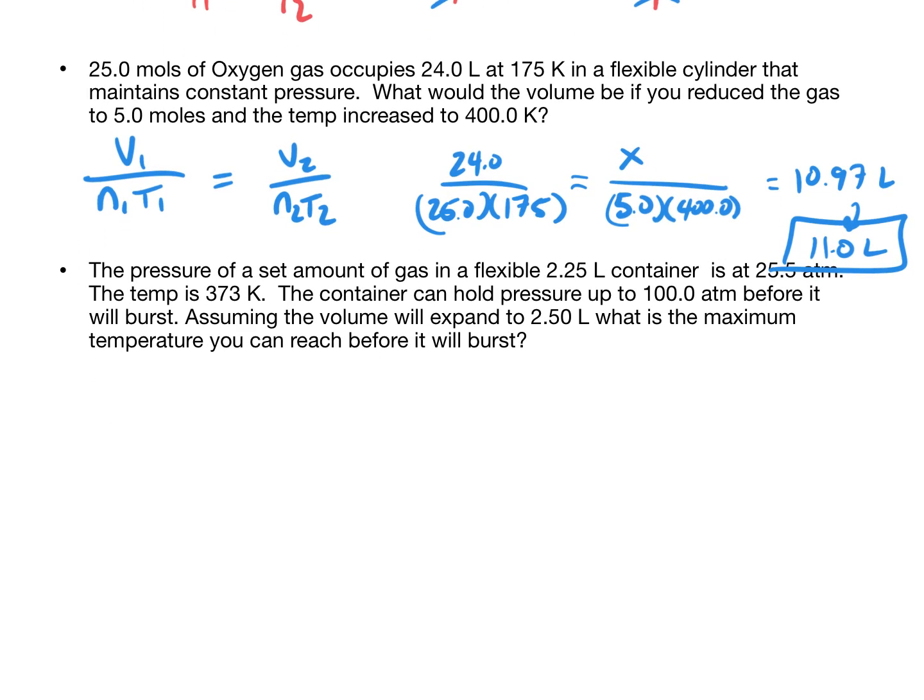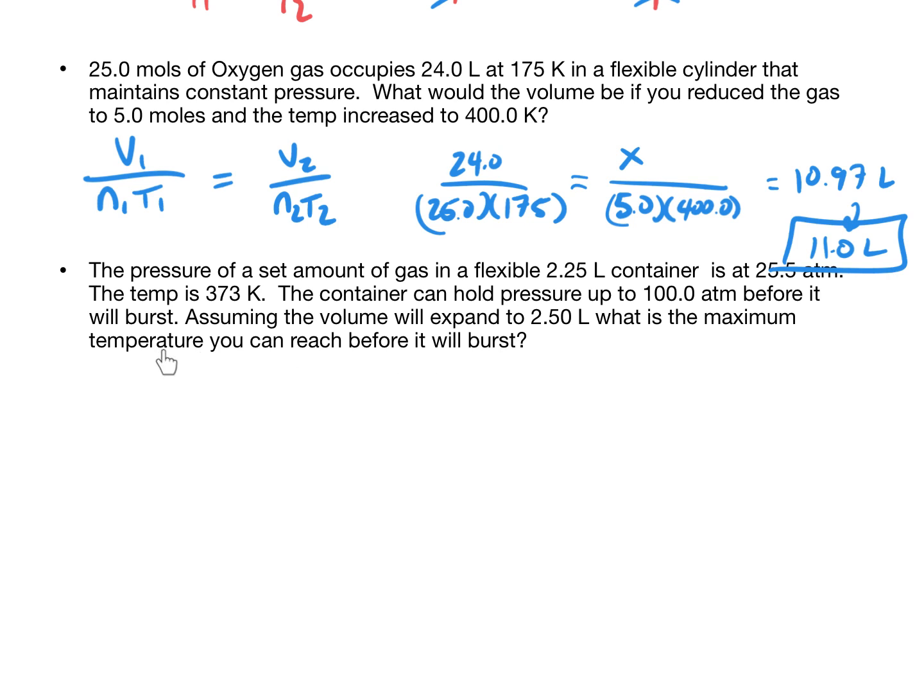But it says the pressure of the set amount of gas, so that means that the moles of gas is going to be constant, in a flexible 2.25 liter container is at 25.5 atmospheres and a temp of 373 Kelvin. The container can hold the pressure up to 100 atmospheres before it will burst. Assuming the volume will expand to 2.50 liter, what's the maximum temperature you can reach before it will burst?